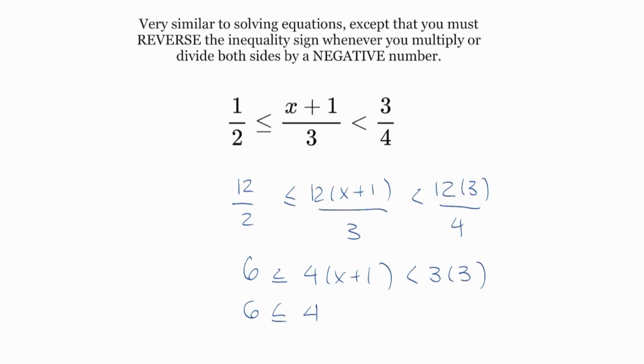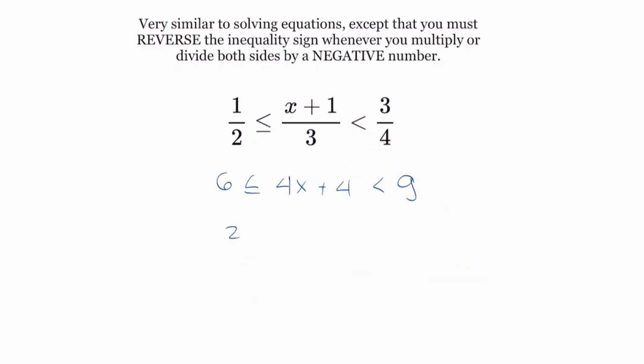Next, we distribute that 4 over that x plus 1. And we subtract 4 from both sides. And now we divide by 4. So we're dividing by a value that isn't negative, so we don't change the signs. And that's it.